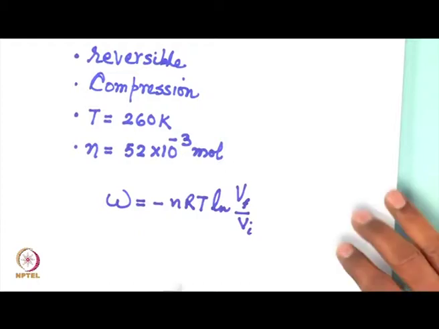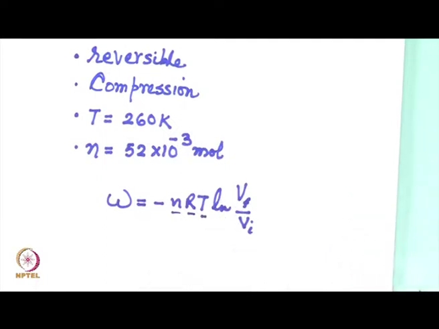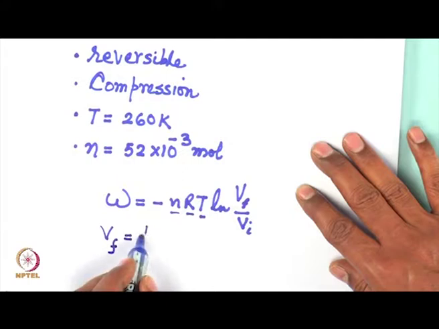And you see, we have the value of n, we have the value of R, we have the value of T. What we need to identify is the ratio of Vf to Vi, and that information is also given, that the volume of the gas is reduced to 1/3 its initial value. That means final volume is equal to 1/3 of initial volume.